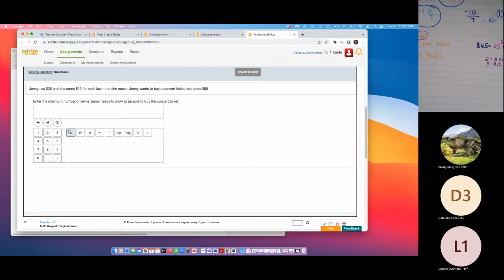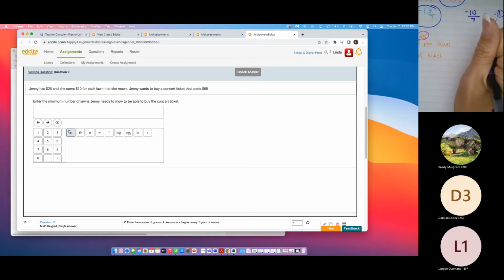You're right. Okay, let's see how Brody got 4. All right, so my answer, I know that I need $65 for my ticket. I already have 25. I need to isolate X, right? Because I need to figure out how many lawns I need to mow in order to get my 65 bucks. I don't want to make too much. I don't want to make too little, right? So I'm going to subtract 25 so I can isolate X.